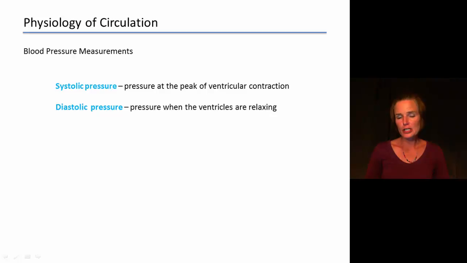If we talk about blood pressure, measurements usually have two numbers. We have the upper number and we have the lower number. And this is because we have a systolic pressure, or a pressure at the peak of ventricular contraction. And then we also have diastolic pressure, which is going to be the pressure when the ventricles are relaxing.